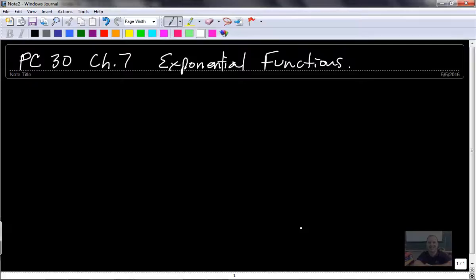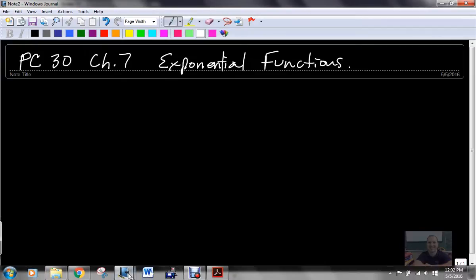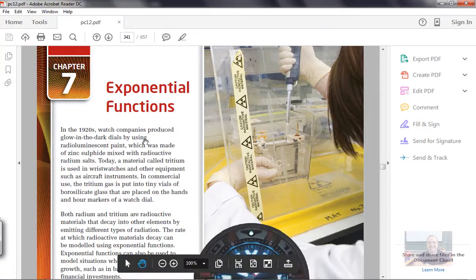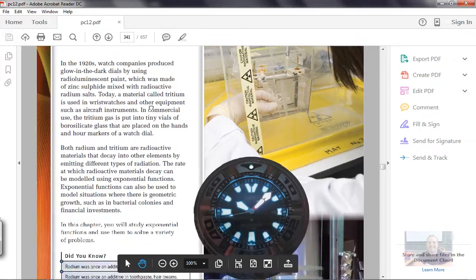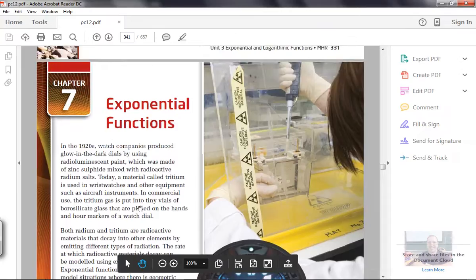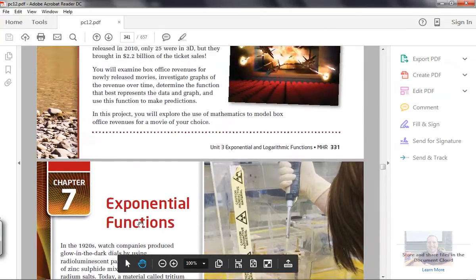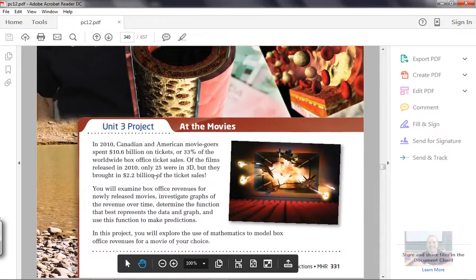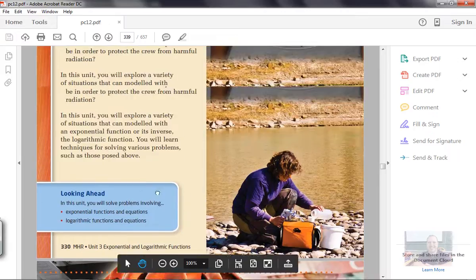All right, so chapter 7 is about exponential functions, and also, I believe in this chapter is logarithmic functions as well, or is that next chapter? No, that's next chapter. So this one's all about exponential functions. If you look in your textbook, on page 332. Turn to page 332.